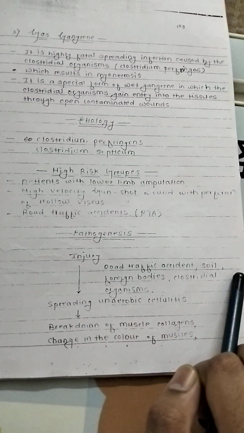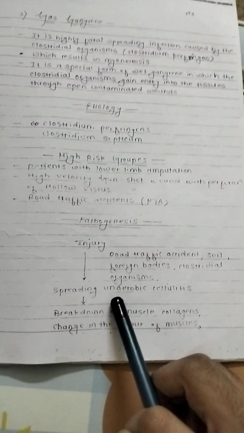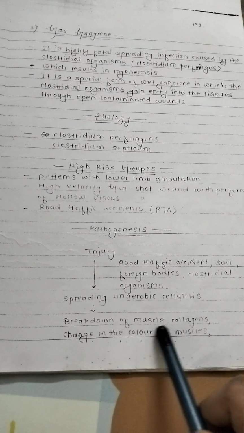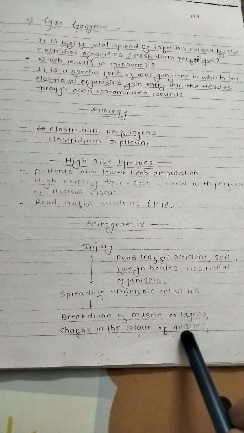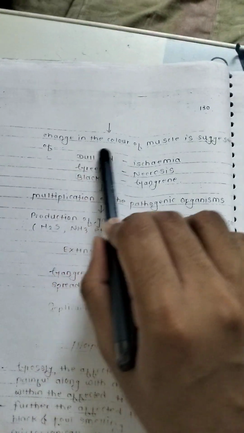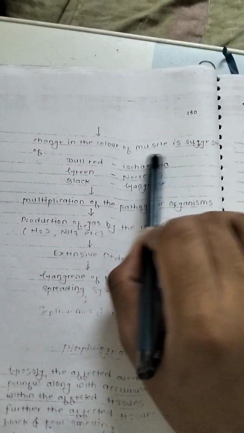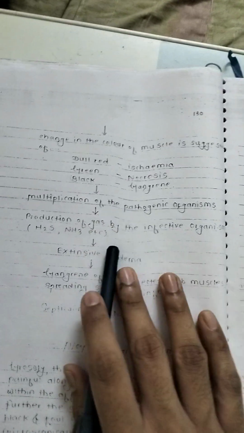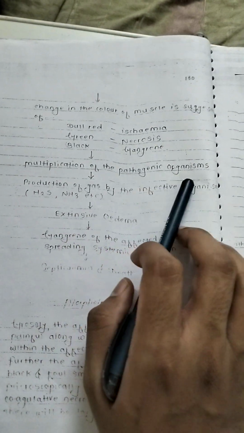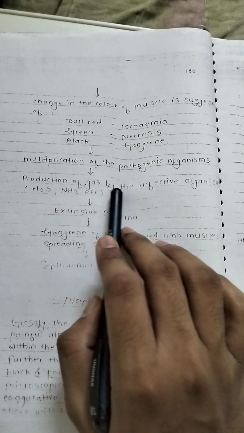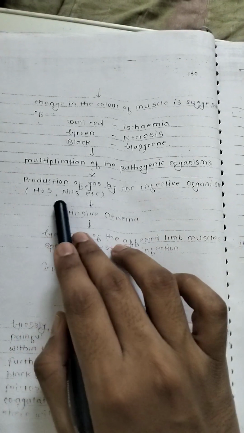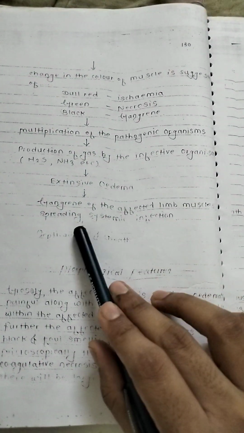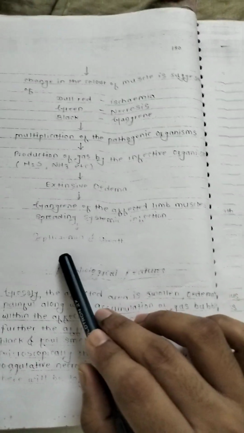Pathogenesis: injury, road traffic accident, soil, foreign body, Clostridium organism. Spread with anaerobic cellulitis and breakdown of muscle collagen. Change in the color of muscles, suggestive of dull red ischemia, green necrosis, black gangrene. Multiplication of the pathogenic organism. Production of gas by the infective organism, such as NH2, NH3, etc. Extensive edema, gangrene of the affected limb muscle, spreading systemic ischemia.